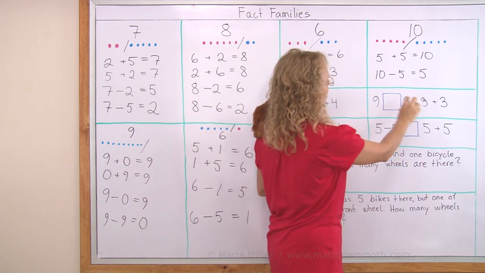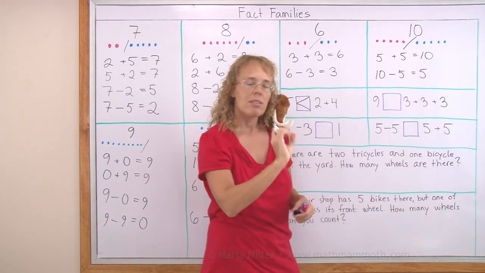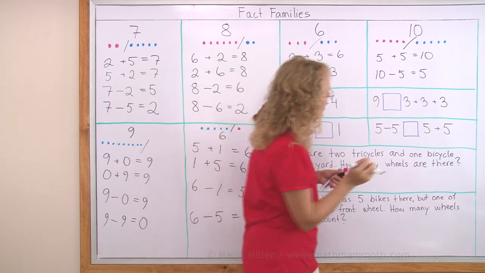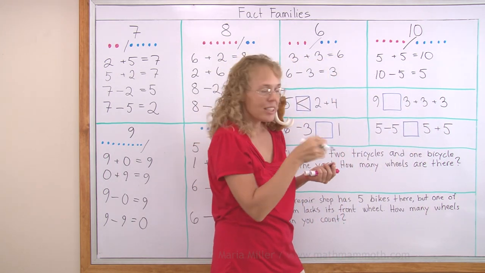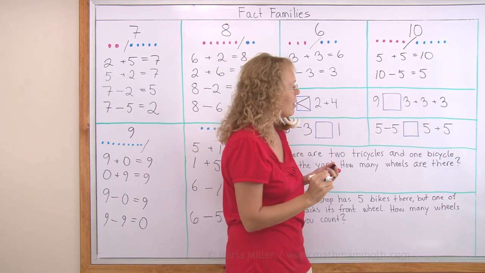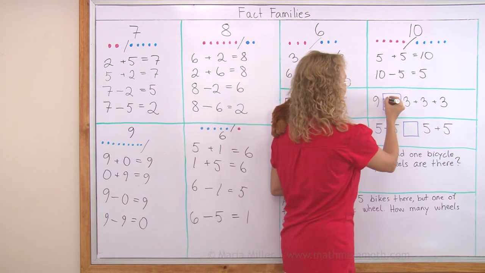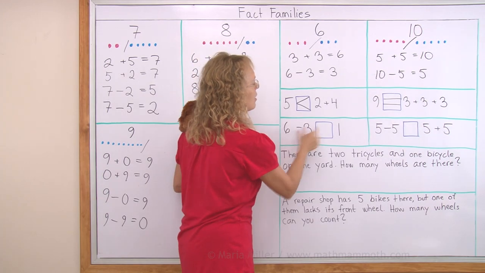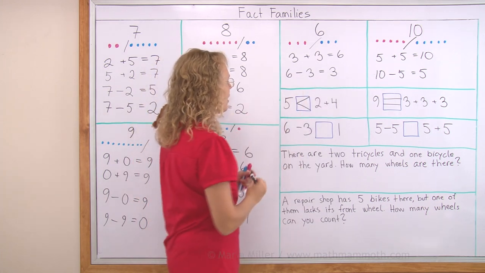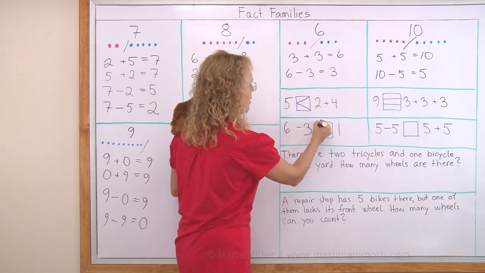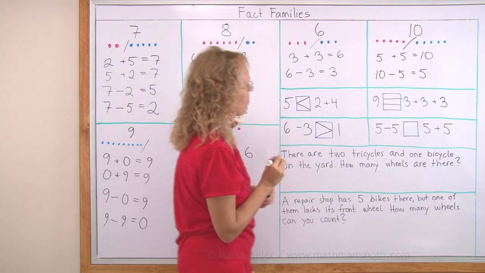Okay, 9 on this side. On this side, 3 plus 3 plus 3. How much is that? 3 plus 3? Well, that's 6. And then 6 plus 3, 3 more, that's 9. So this is actually 9 equals 9. 6 minus 3 on this side, 1 on the other. 6 minus 3, well, that's 3. So 3 is greater than 1.